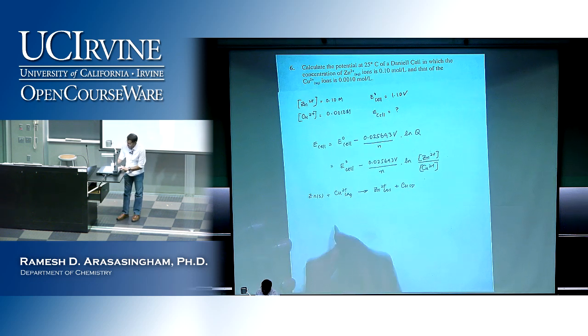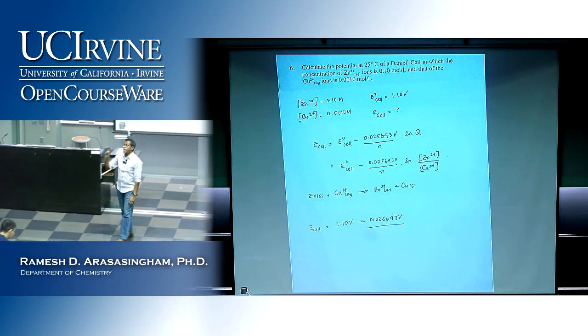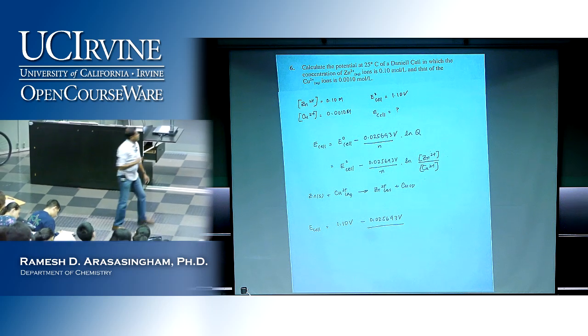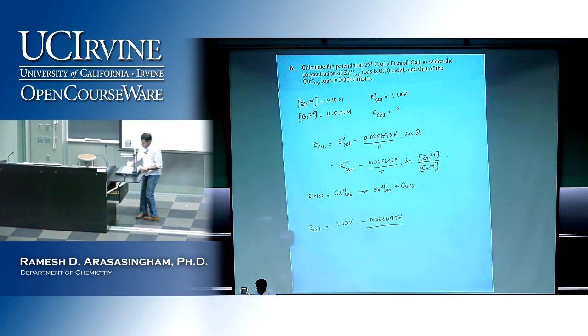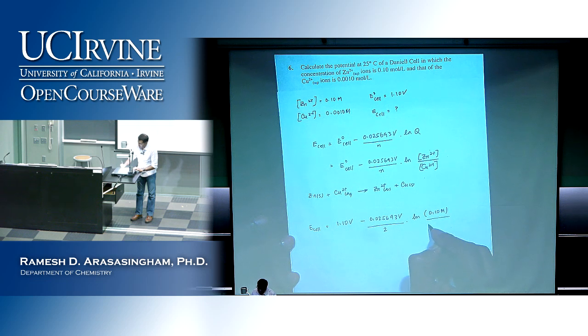And therefore, I can say E cell equals 1.10 volts, which is E naught cell, minus 0.025693 volts divided by n. Remember, n gives you the number of moles of electrons being transferred. So how many moles of electrons are transferred in that balanced equation? 2. All right, so we're going to put 2 there. And then this will be ln times the concentration of zinc, 0.10 molar, divided by 0.0010 molar.